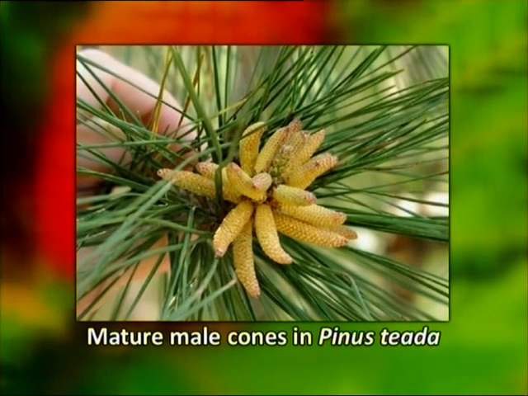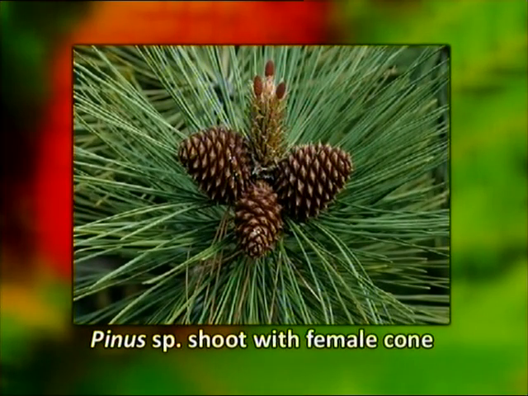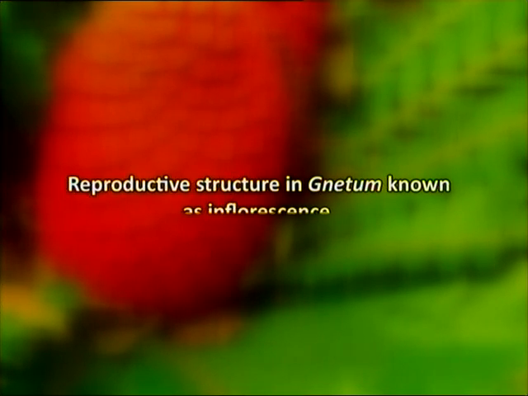In Pinus, the male cones arise in clusters at the end of the long shoots, in the axil of scale leaves. Female cones are large and are arranged in 2 or 3 pairs on the long shoots. In Gnetum, the reproductive structures are known as inflorescence.